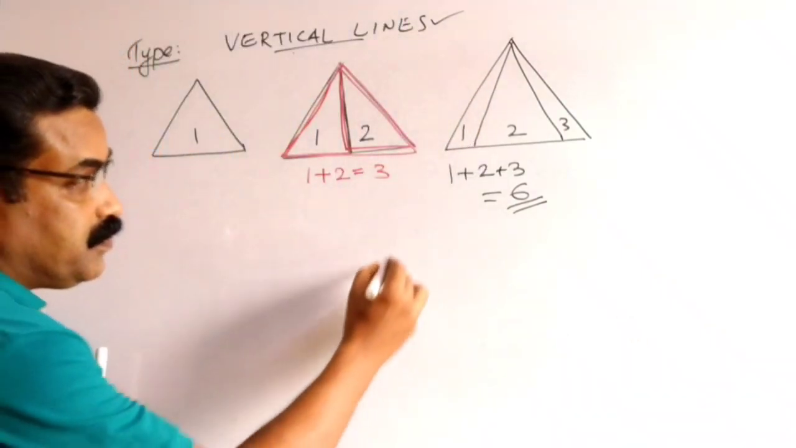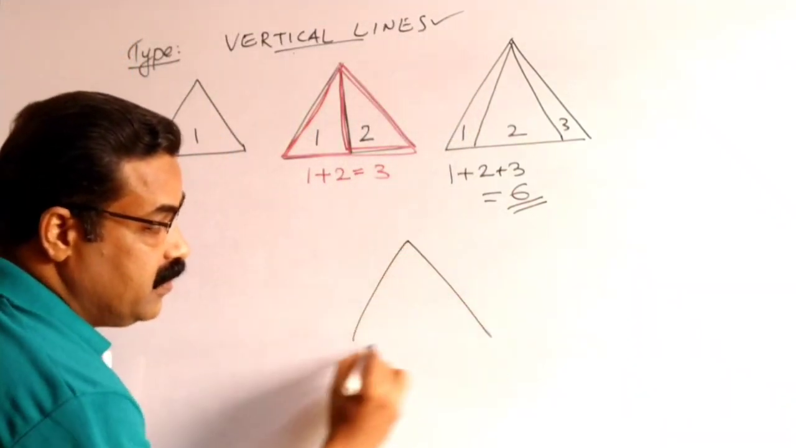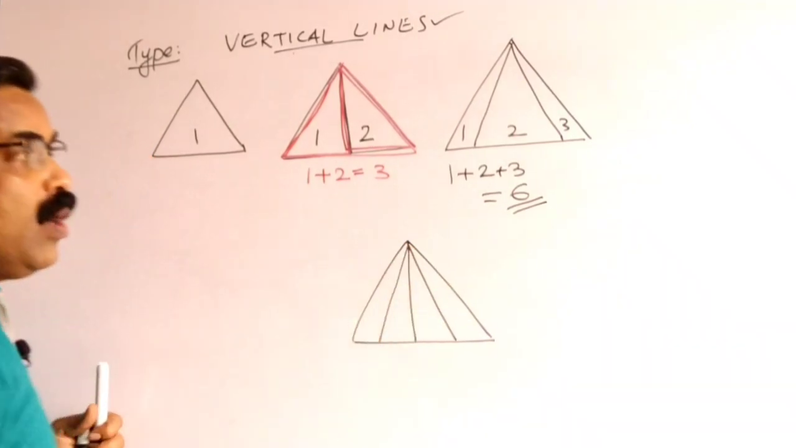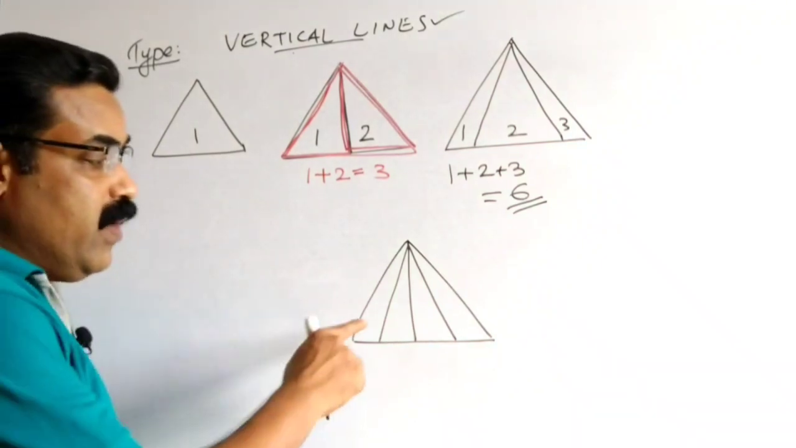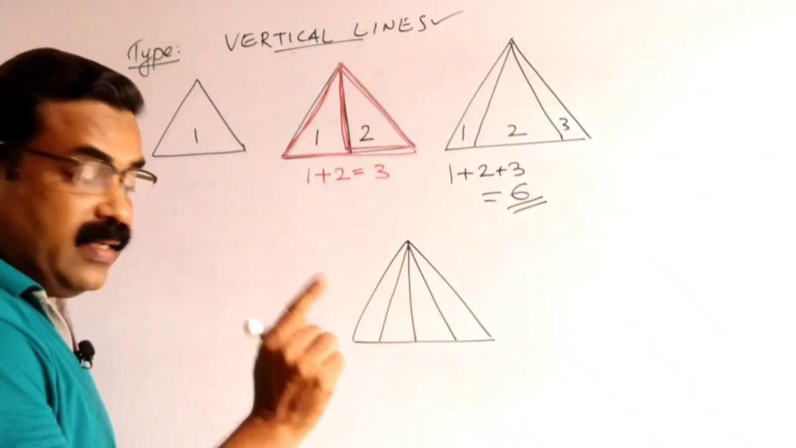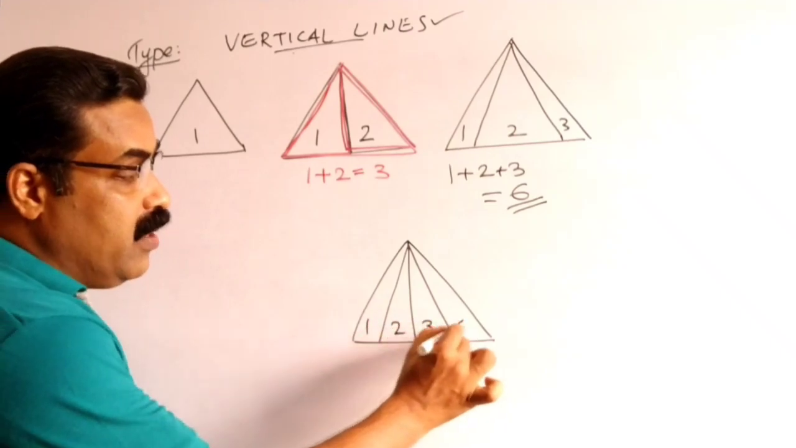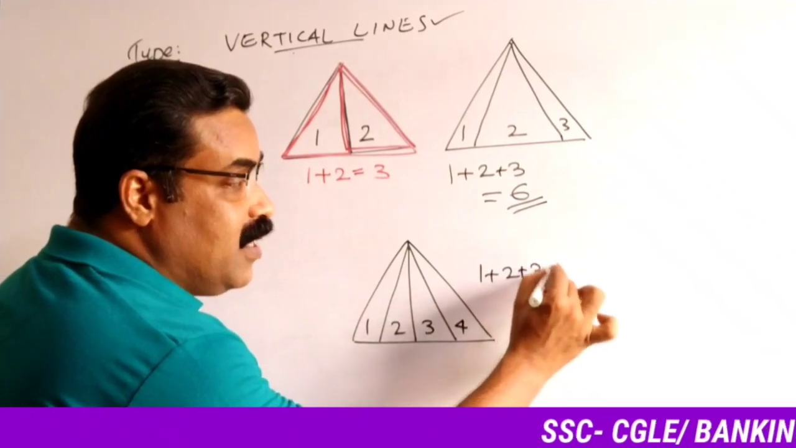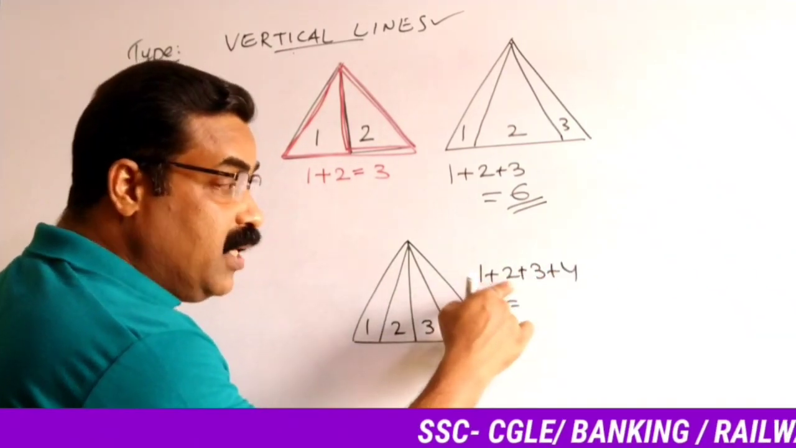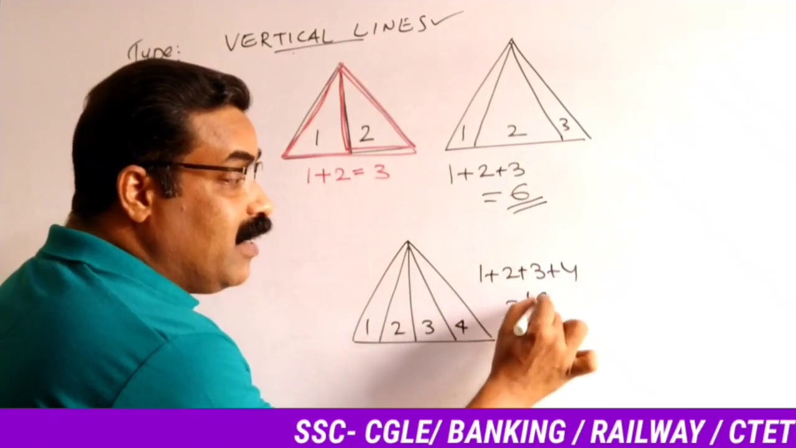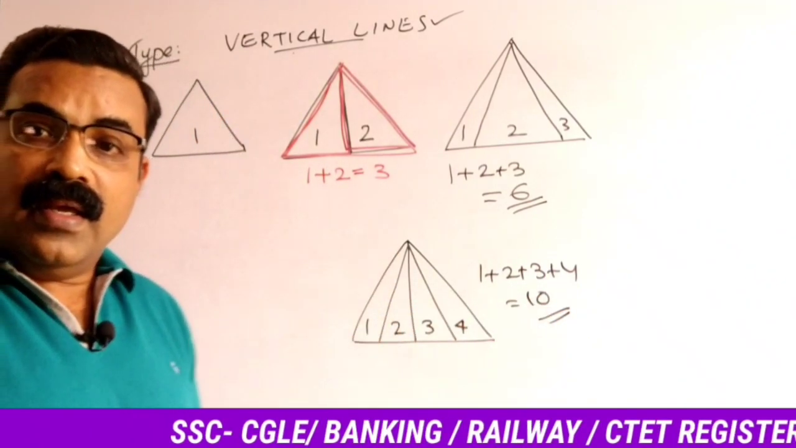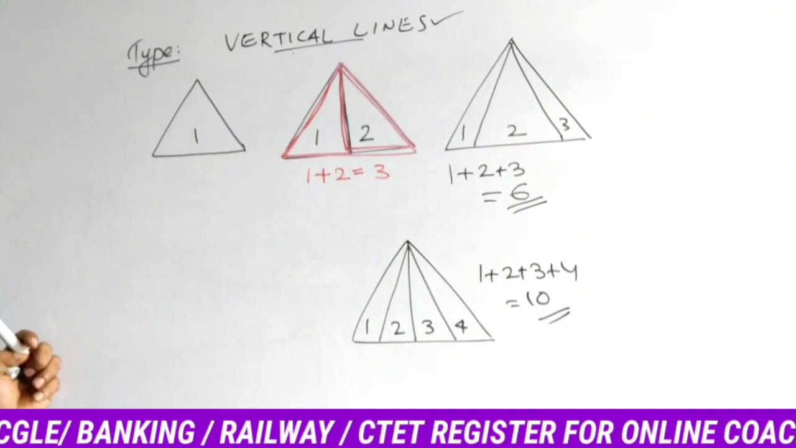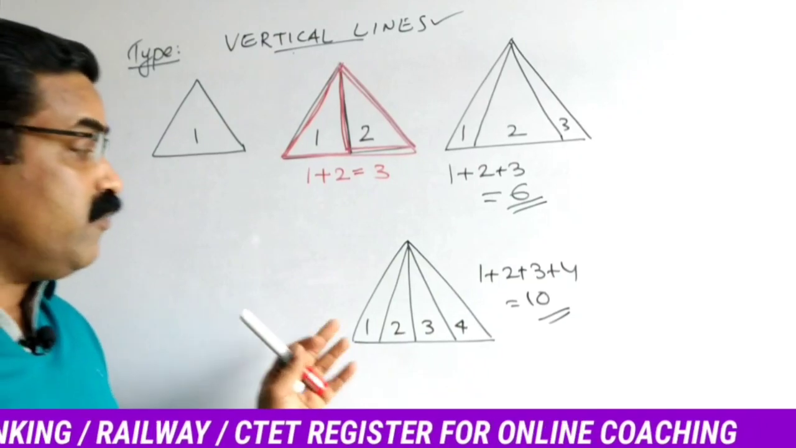One more example. Let me take this figure. Now how many triangles are here? So here we have 1, 2, 3 vertical lines. So we have 1, 2, 3, 4 parts. If you count this, you will get 1 plus 2 plus 3 plus 4, that is 1 plus 2 is 3, 3 plus 3 is 6, 6 plus 4 is 10 triangles in this. So every time if the figure is simple, we can count and write. But if the figure is complicated, then it is difficult to count.